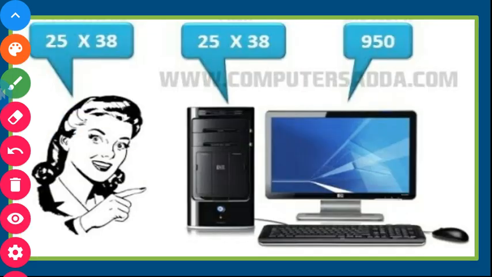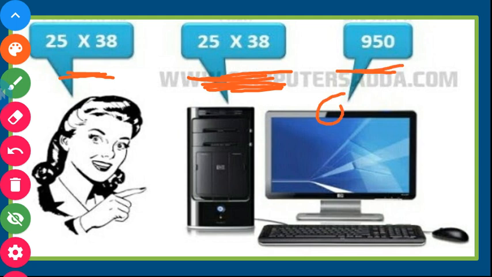Now one more example is there. Your teacher is giving you a very good example: multiplication of two-digit numbers. Here, 25 into 38, this will be the input. When we multiply both numbers, that will be the processing, and when we get 950, this will be the output. Clear?